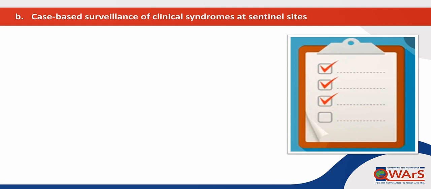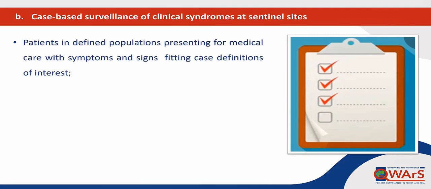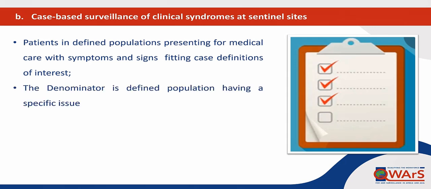In case-based surveillance of clinical syndromes, surveillance data may be collected based on patients in a defined population who present for medical care with signs and symptoms that meet a specific case definition. The denominator for case-based surveillance is a defined population, such as people in the general community, patients having received specific clinical procedures, or patients with specific conditions or characteristics.